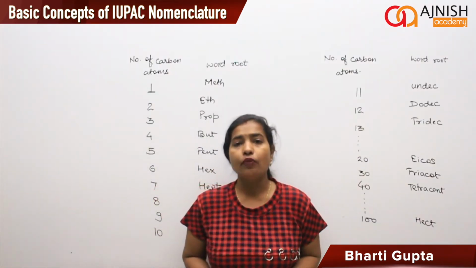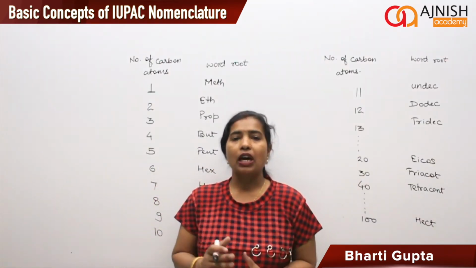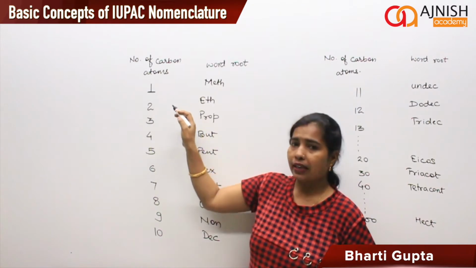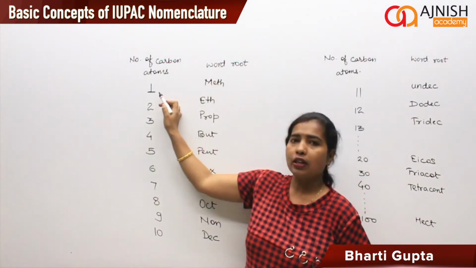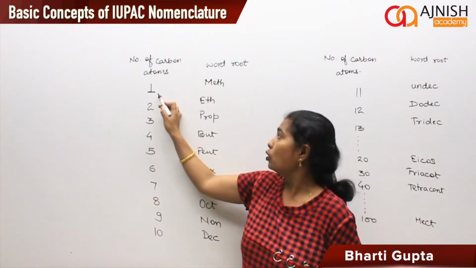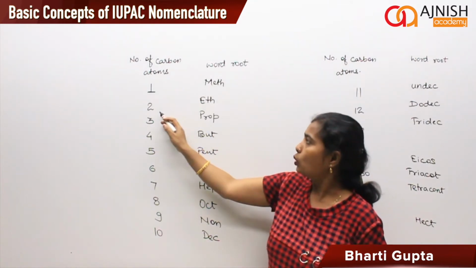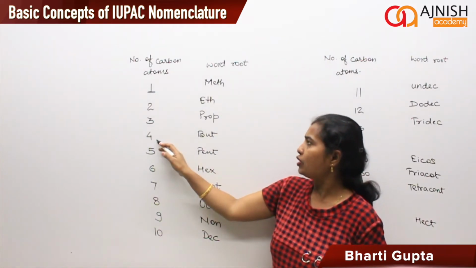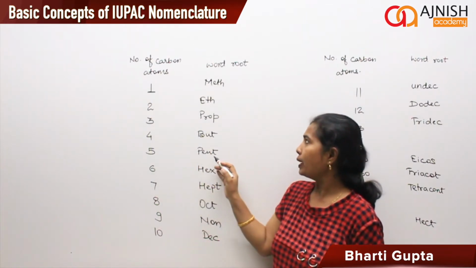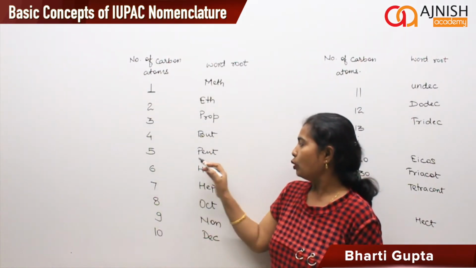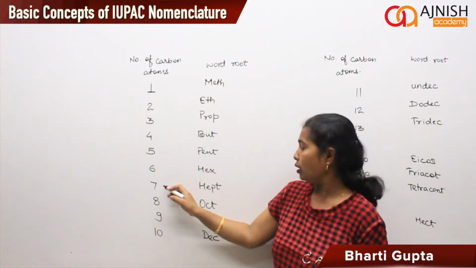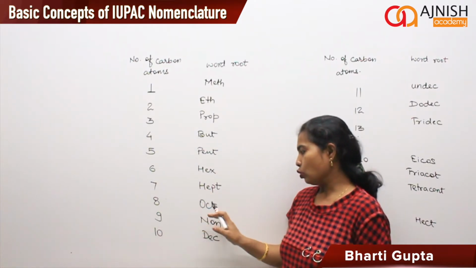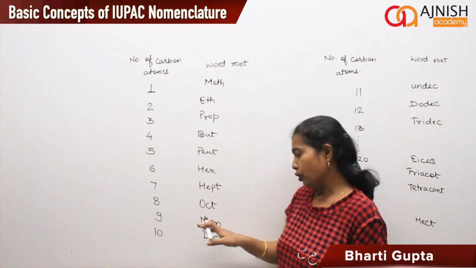Now here we can see the word root for different numbers of carbon atoms present in the parent chain. Here we have written the number of carbon atoms and here the corresponding word roots. If there is only one carbon atom in the parent chain, the word root used is meth. For 2 carbon we use eth. For 3 carbon we use prop. For 4 carbon in the parent chain we use but. For 5 carbon we use pent. For 6 carbon we use hex. For 7 carbon atoms we use hept. For 8 carbon we use oct. For 9 carbon atoms we use non, and for 10 carbon atoms we use the word root dec.